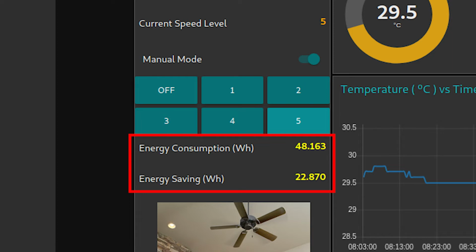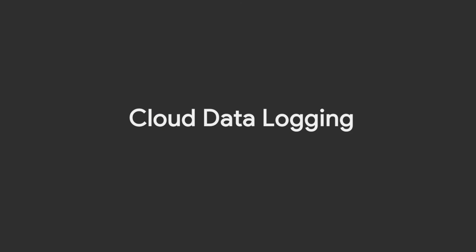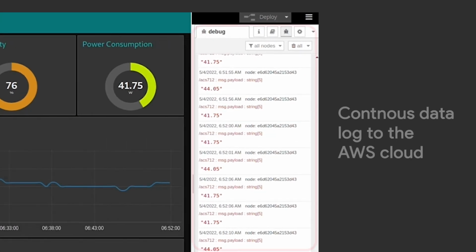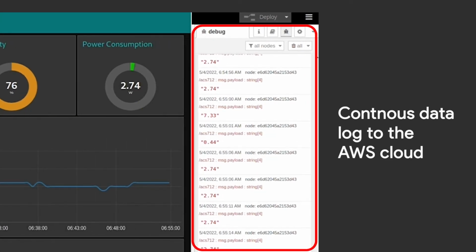In this section, we can see the total energy consumption of the fan during a period of 24 hours and energy saving which is calculated compared to a practical operating model for the daily usage of a ceiling fan. All the temperature, humidity and power consumption data are being uploaded to the AWS server continuously in the background for analysis purposes.